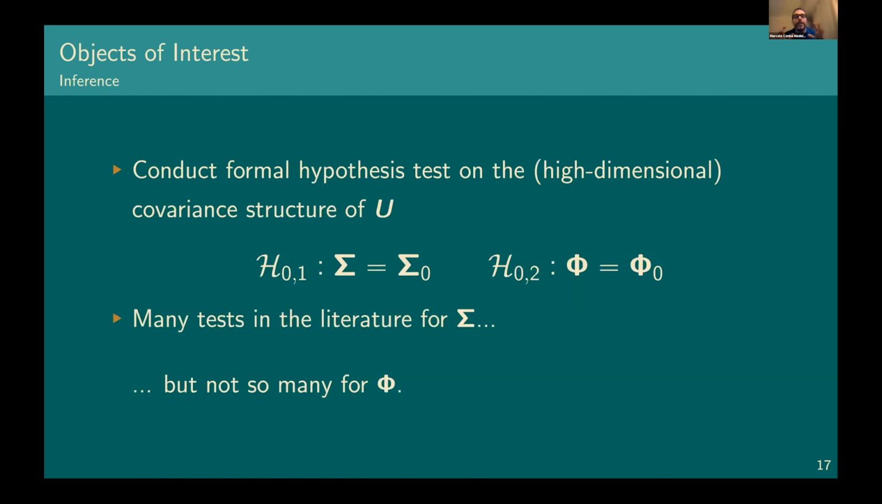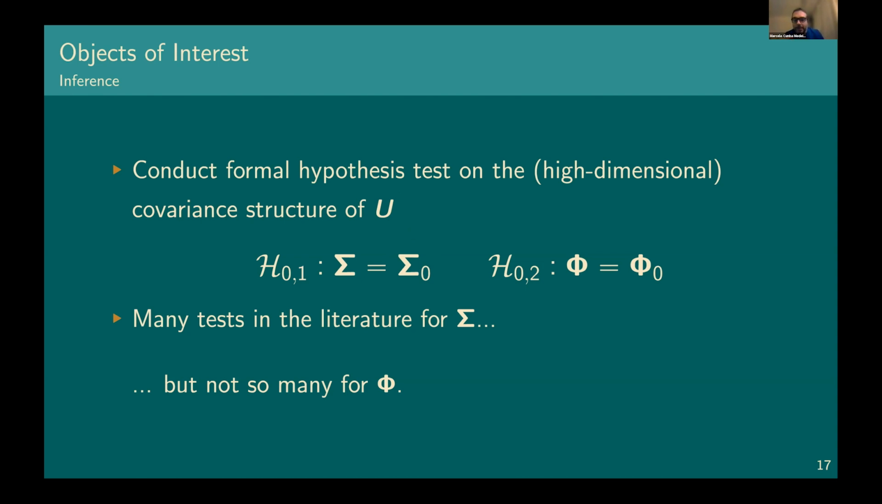And we want to conduct formal hypothesis tests on a high dimension structure of U. So basically, we want to test the hypothesis that sigma equals sigma naught or phi equals phi naught. There are many tests in the literature for sigma, not so many for phi, and this is in high dimension. One thing that will be important: look, what are these quantities? That's the covariance of U. U is not observed. We are going to estimate U.